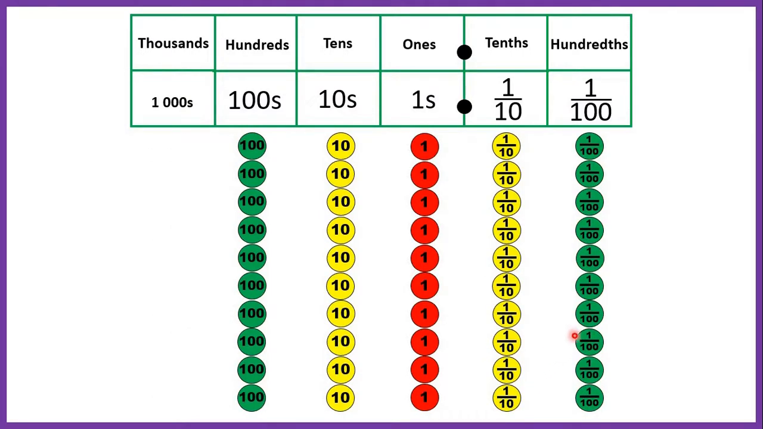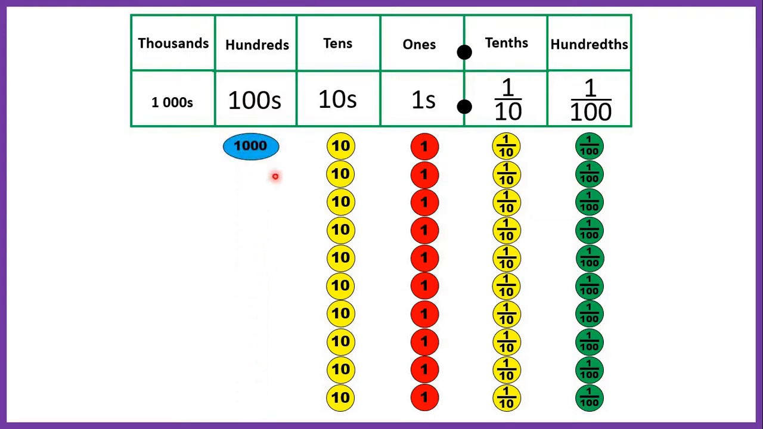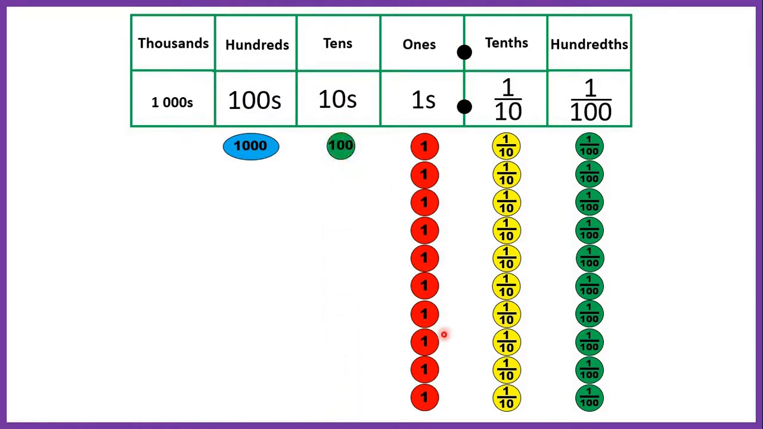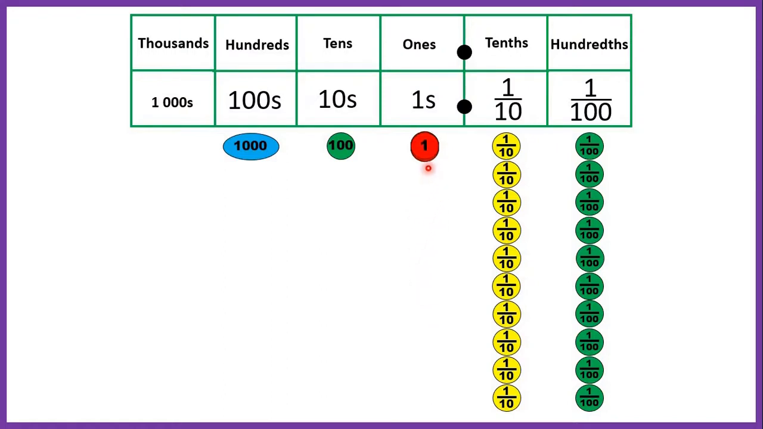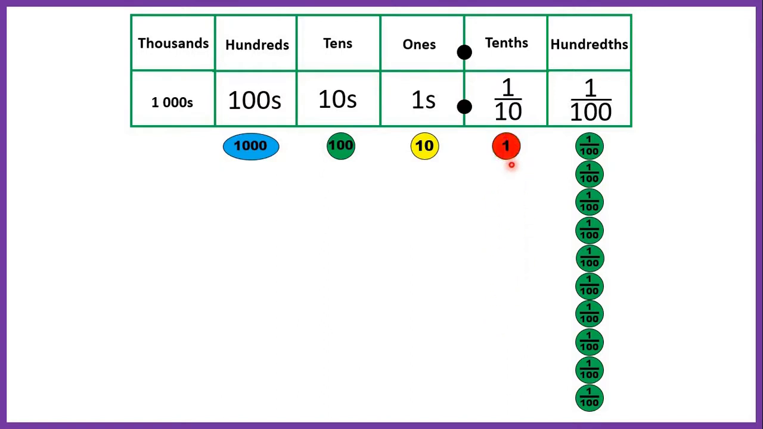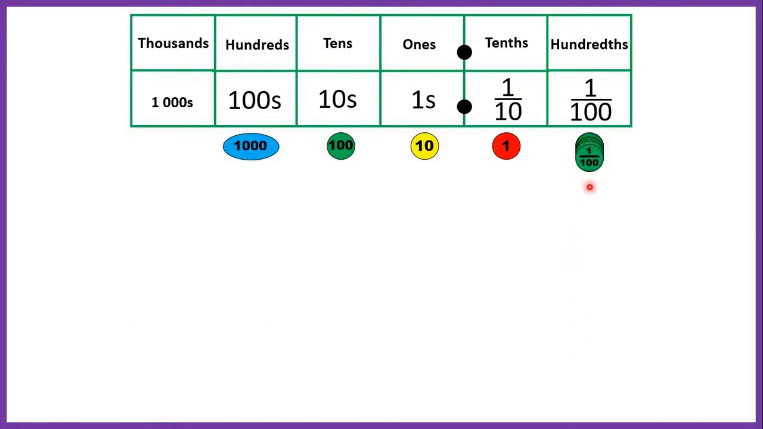We can also go the other way. So if we've got 10 hundreds, we know that's the same as 1,000. 10 tens is the same as 100. 10 ones is the same as 10. And we carry on in the same way going into decimal place values. So if we have 10 tenths, that's the same as having 1. And if we have 10 hundredths, that's the same as having 1/10.